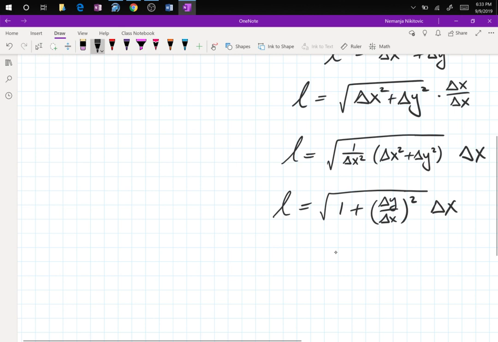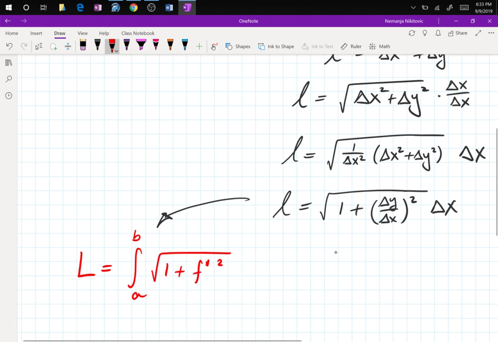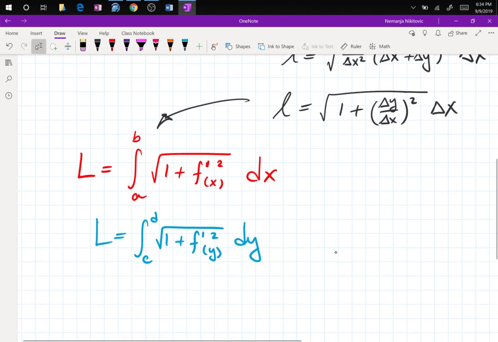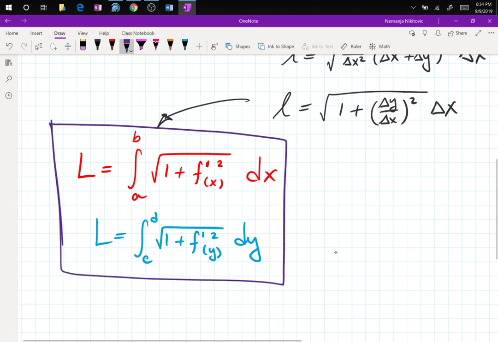So this formula turns into the length of curve formula, where we have the integral from a to b of the square root of 1 plus the derivative of the function squared dx, and its partner in crime, L equals the integral from c to d of the square root of 1 plus f prime squared of y dy, if the function is in terms of y. So these two formulas represent the length of curve, and the lecture is over.